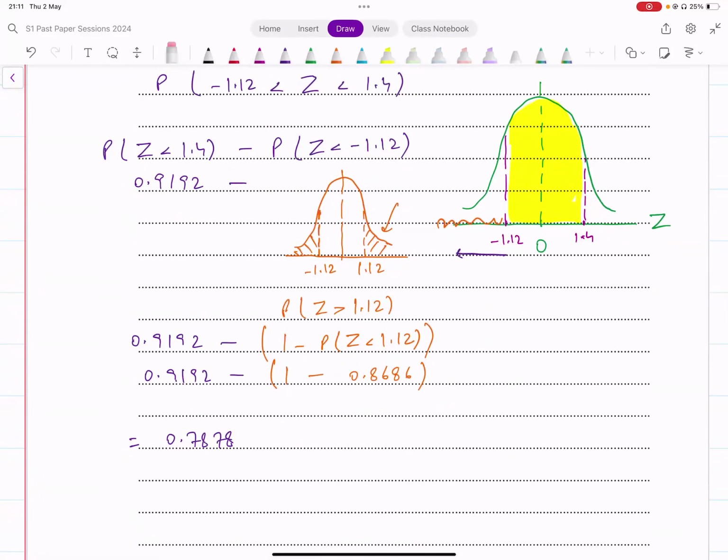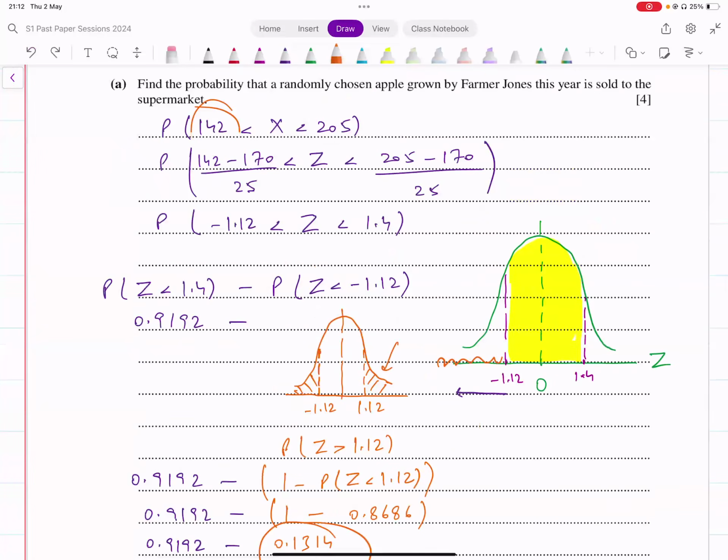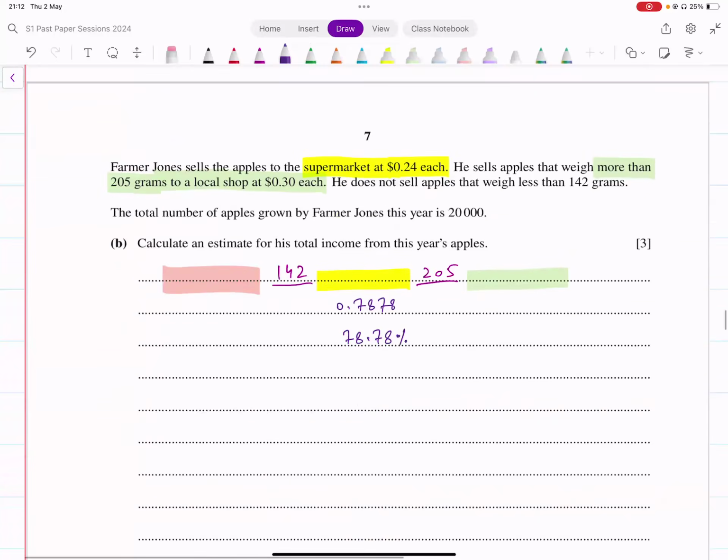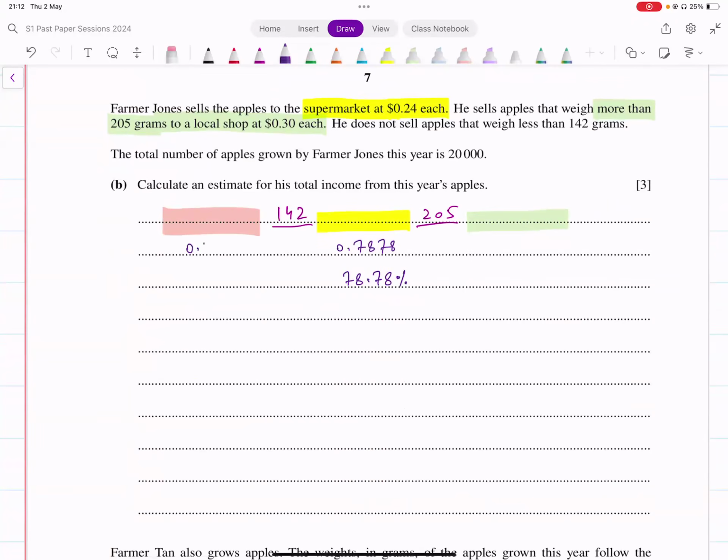1 minus 0.8686. We can actually write this value here as well. So we can use that in the next part then. 1 minus 0.8686, this number was 0.1314. This is the proportion of apples that weighs less than 142 grams. So from this we know 0.1314 is the proportion of apples in this region, and that is 13.14%. Okay.